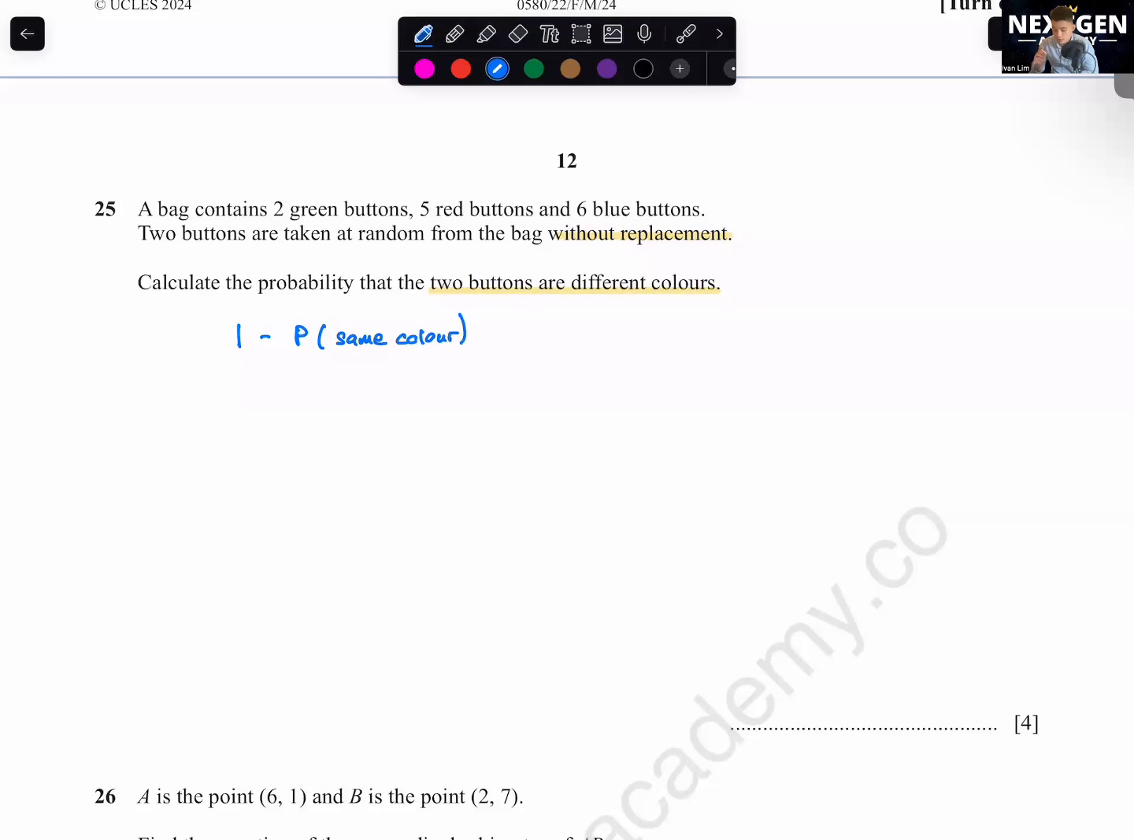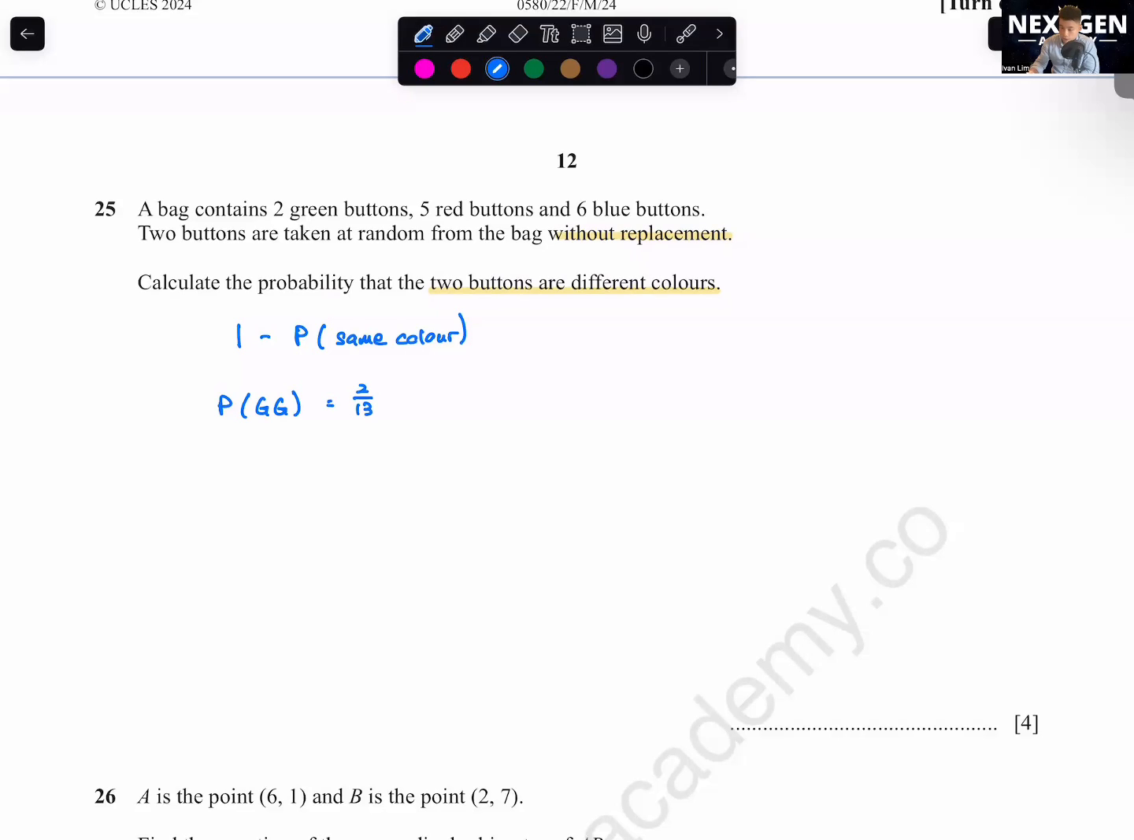Okay, so I want to find green, green, red, red, blue, blue. The probability of green, green, red, red, and blue, blue. What is green, green? The probability of getting green, green, GG. Okay, what's the calculation here?